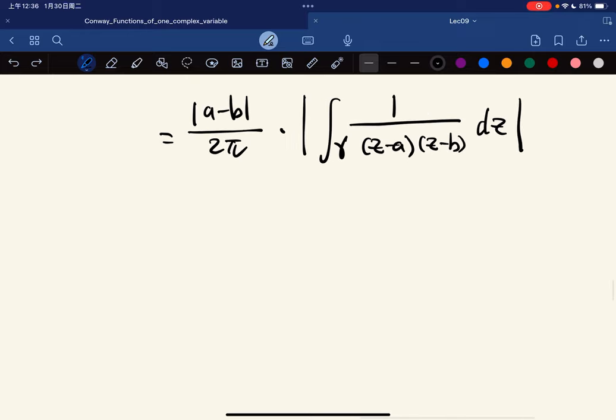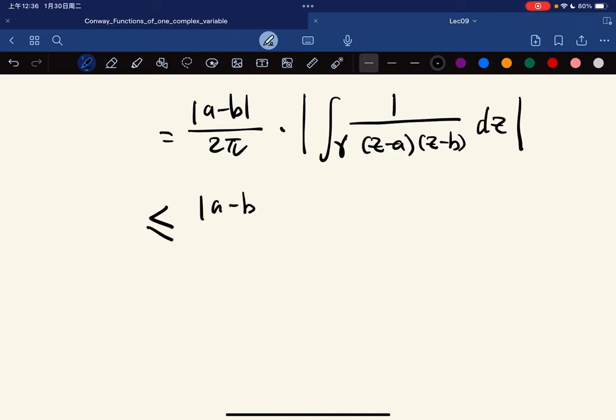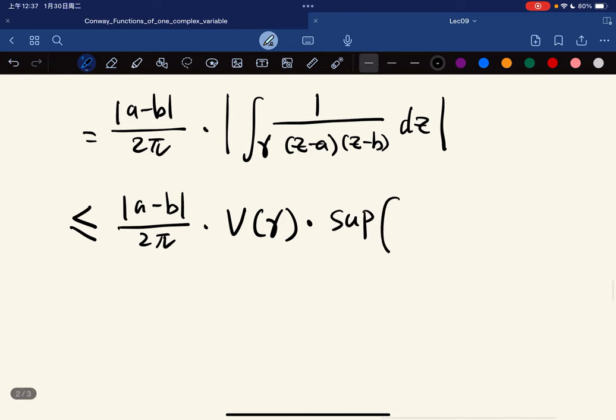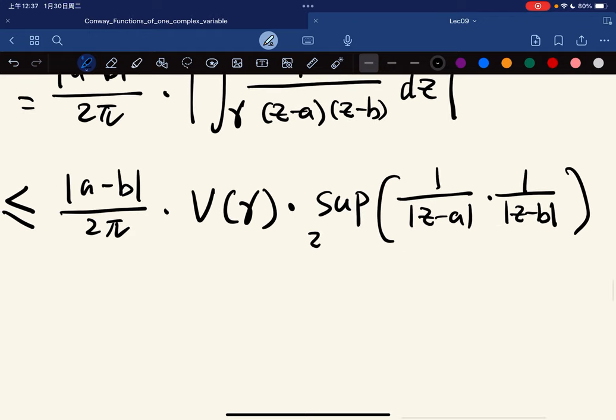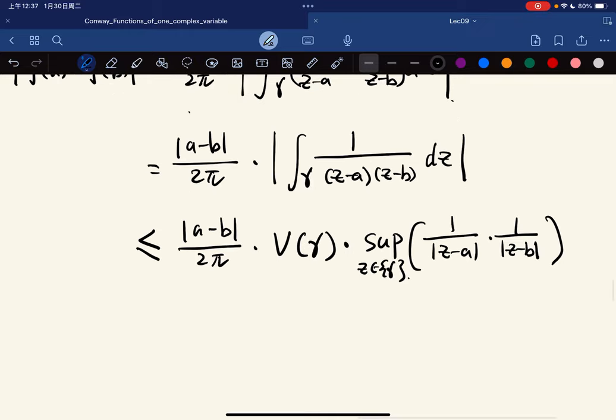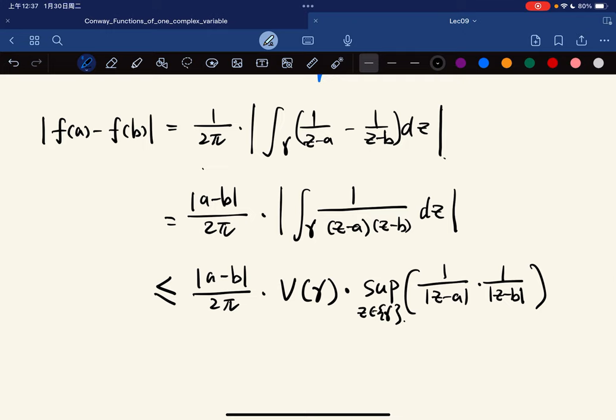And now we observe that this is less than or equal to the absolute value of a minus b over 2 pi times the total variation times the supremum of this thing. It's essentially the absolute value of this thing, right? Where z is taken on the trace of the curve. Okay? So this is a standard estimation.